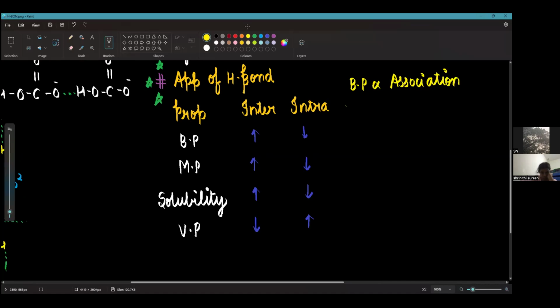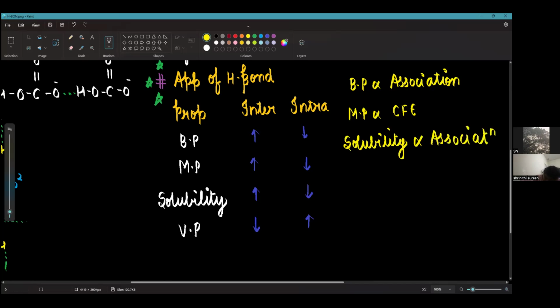Okay, the melting point is directly proportional to CFE, that is crystal field energy. So it will be more in intermolecular. Solubility is again directly proportional to association. So when association is more in intermolecular, the boiling point will also be higher.